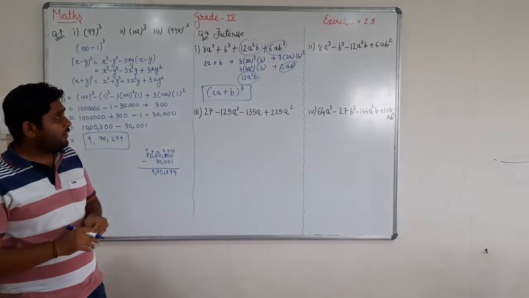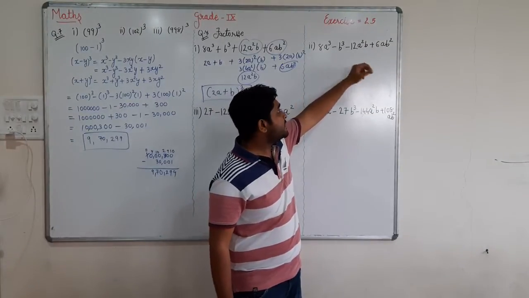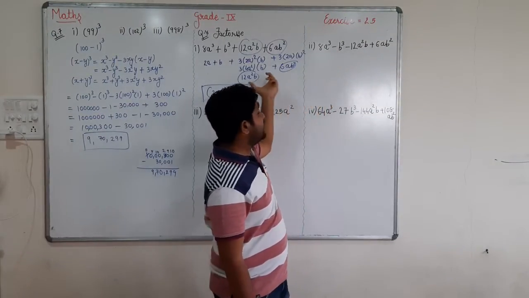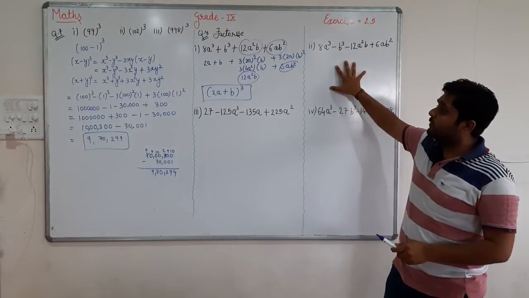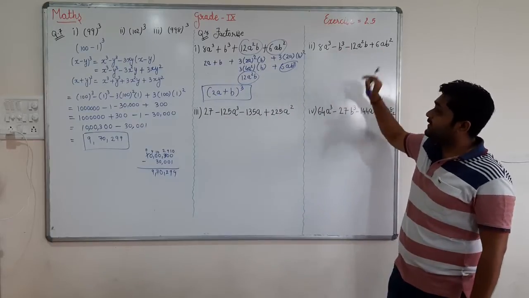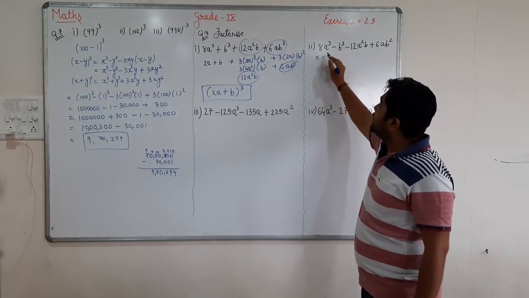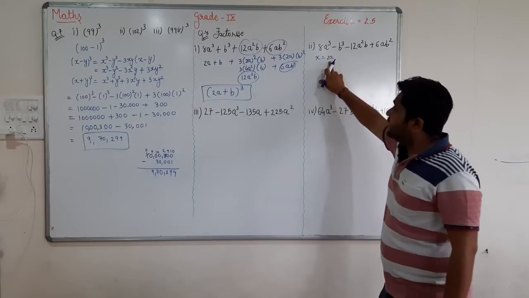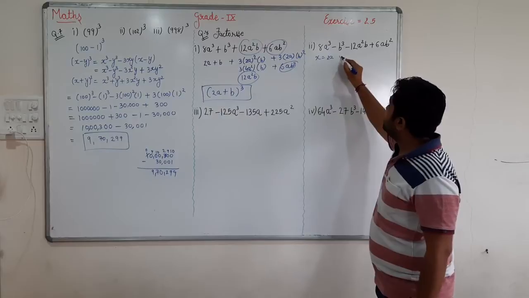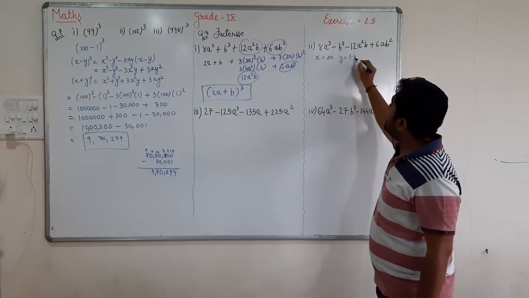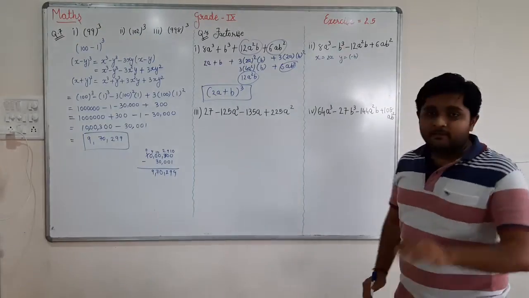Now let us see question number 2: 8a cube minus b cube minus 12a square b plus 6ab square. Same as we did in the first question, same sum, but here a minus sign is there. Okay, so 8a cube: here our x will be 2a. If we do the cube of 2a, we will get 8a cube. Our y will be minus b. Why minus b? Because here a minus sign is there and the power is odd. So our y will be minus b.